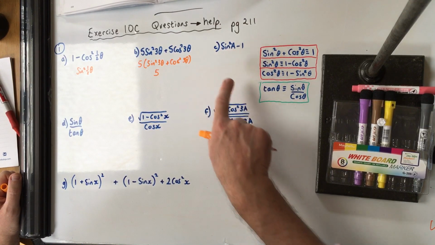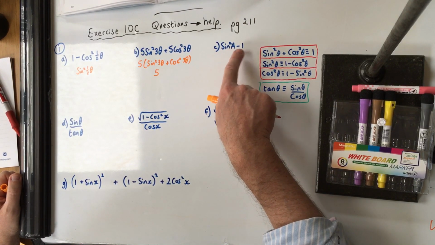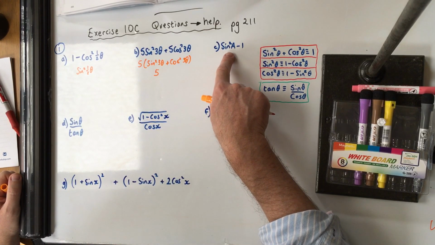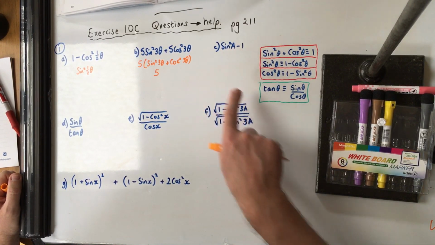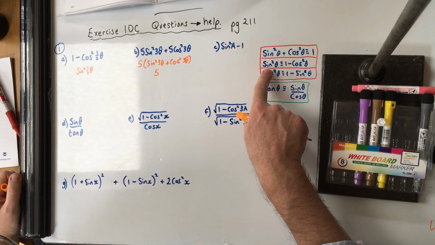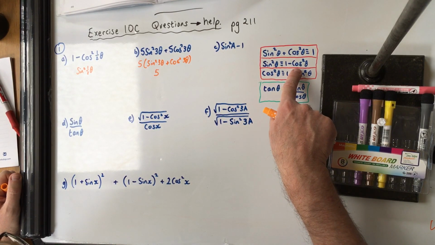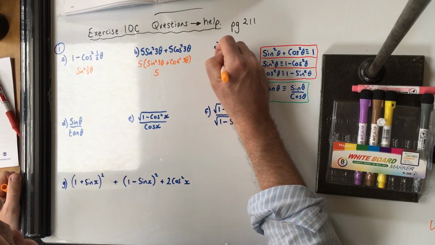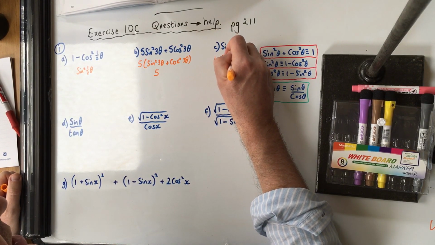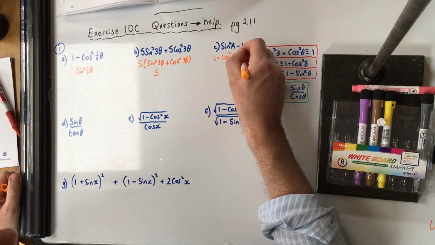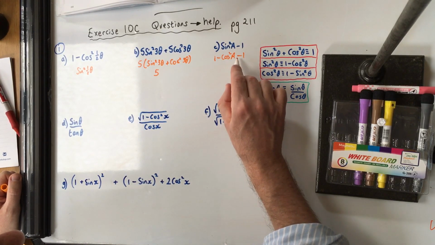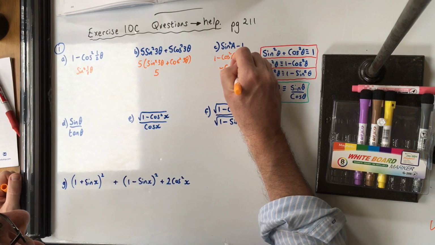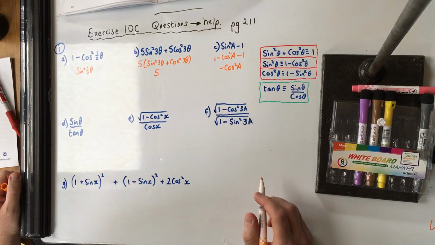Sine squared A minus 1. Well, it's not one of these, so I don't know whether you can simplify that so much. The only thing I can really do is change that sine squared A into 1 minus cos squared A. If I did that, I'd have 1 minus cos squared A minus 1. And you can see the 1, take away the 1, that goes, and you're left with minus cos squared A. I'm sure that's the answer in the back.